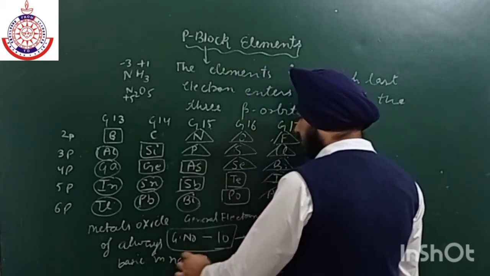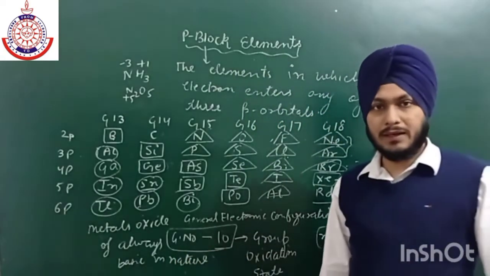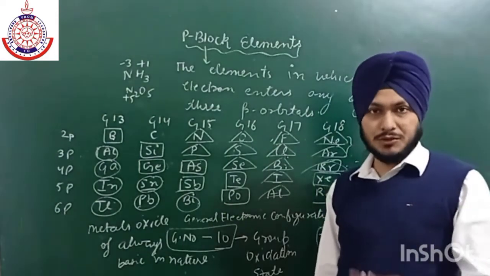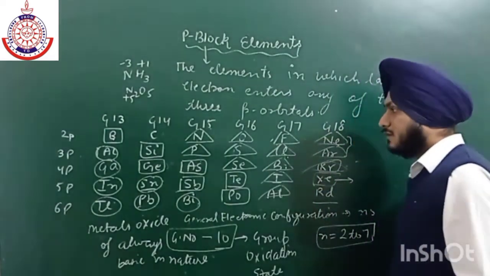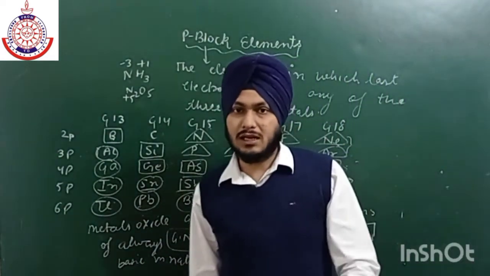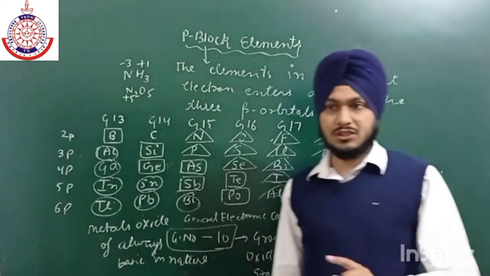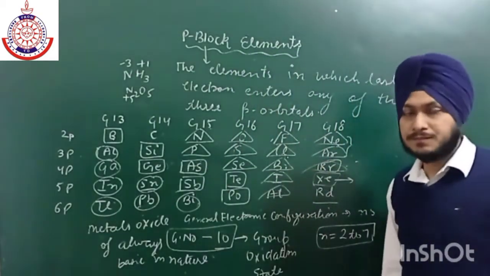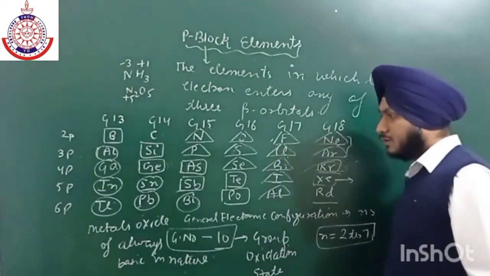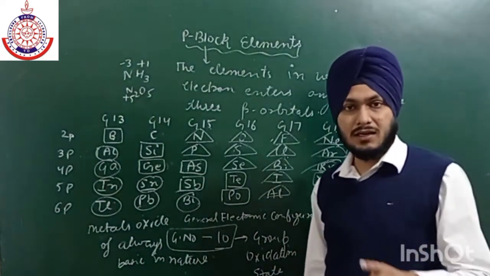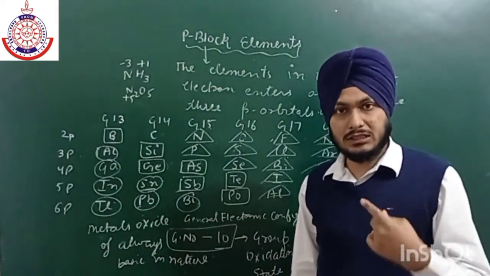And if we talk about the non-metal oxides, so non-metal oxides are acidic as well as neutral in nature. Okay, because water, as we all know, is neutral. Similarly, CO, carbon monoxide, is neutral. So the non-metallic oxides are acidic as well as neutral.